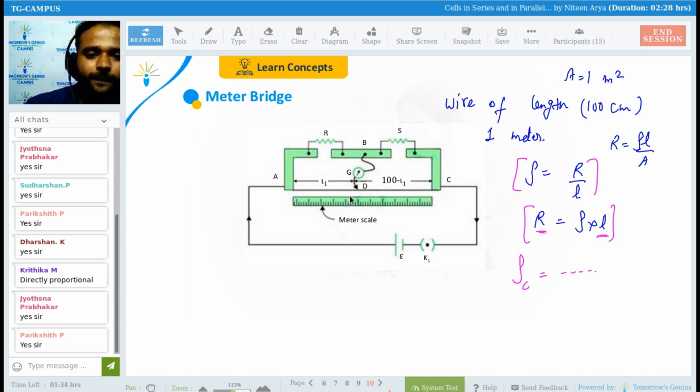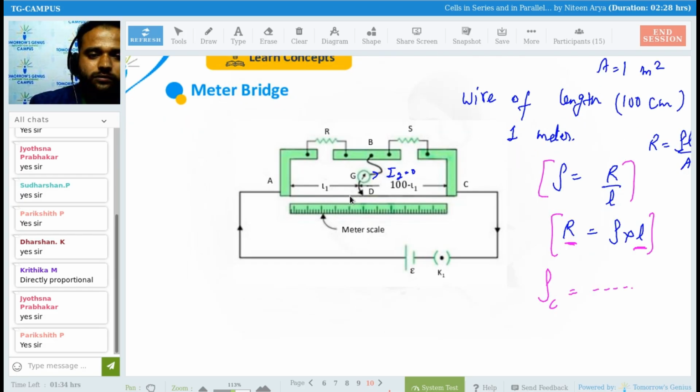So what we are doing, we know this R and S. We move this jockey or this simple wire from here to here. The moment we get Ig equals 0, at a particular length L1, then L2 becomes 100 minus L1, obviously, because this is a wire of length 100 centimeter or 1 meter.